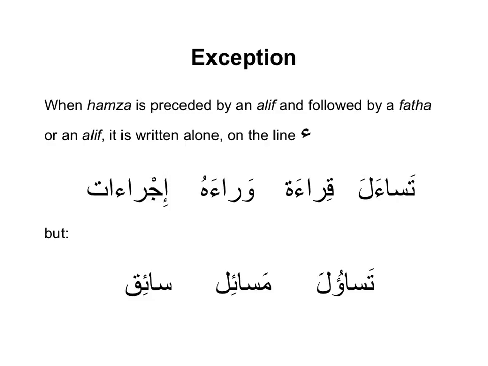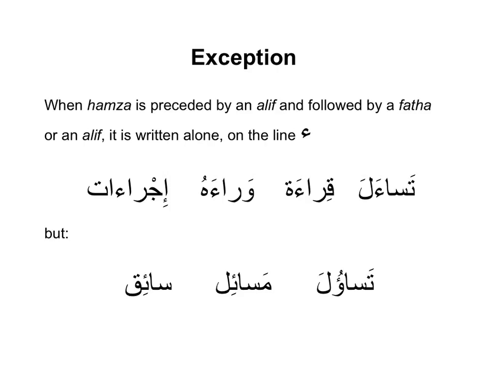And so here are several examples. You have tasa'ala, qira'a, wara'ahu, and ijra'at, showing different phonological environments where you have this a sound, and they don't want to have the two alephs in a row, and so they put the hamza on the line.